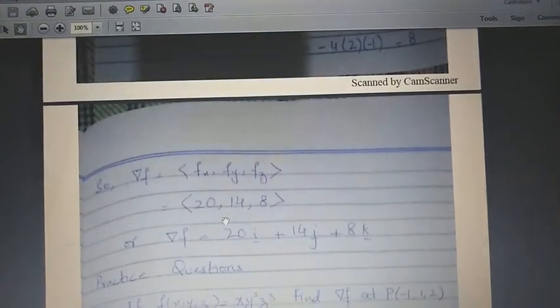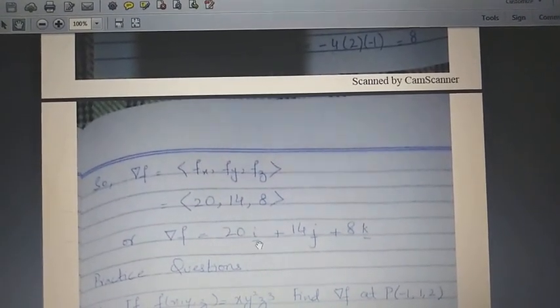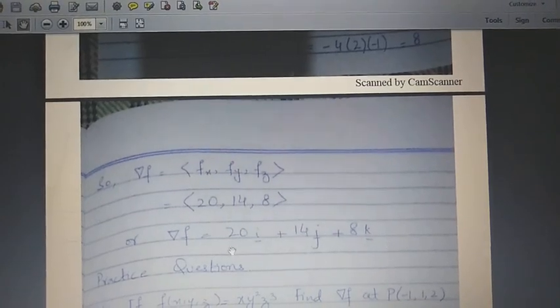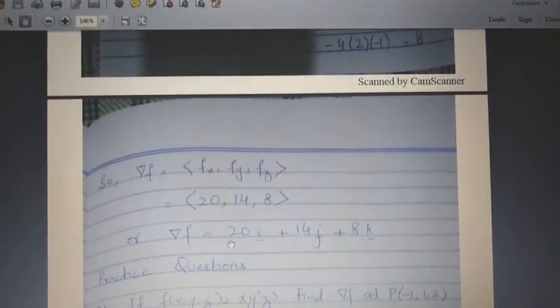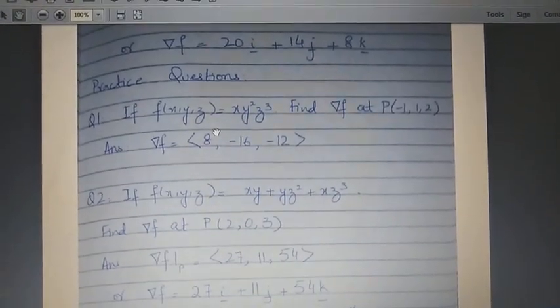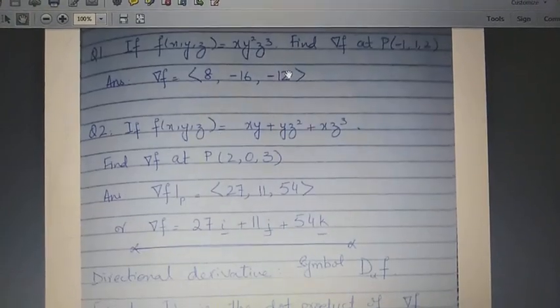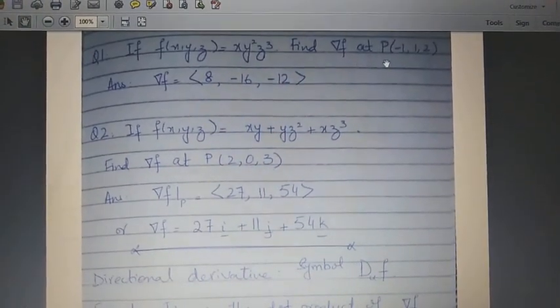So now you are going to write them in the form of gradient of f. Del f equals the notation of bracket and three partial derivatives separated with commas. When the notation for the bracket is removed, then you can write i, j, and k vectors. Now these are the partial derivatives which are giving you magnitude as well as direction. You have two practice questions in which the function is depending on three variables and you are just supposed to find the gradient of f at a specific point.